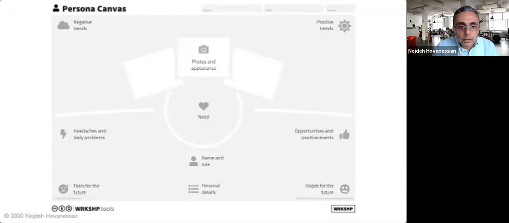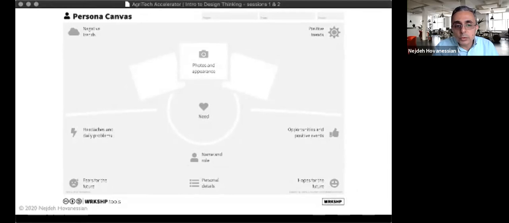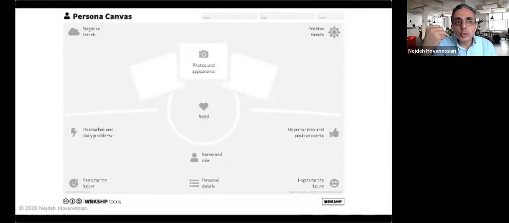it will be engaging if you add photos and appearance related to your persona. It is a fictional character. So you can choose photos from online photo banks or Google photos or pictures. You can just find unrelated people's photos, and you can use them as an engaging photo in order to show the appearance of your persona.